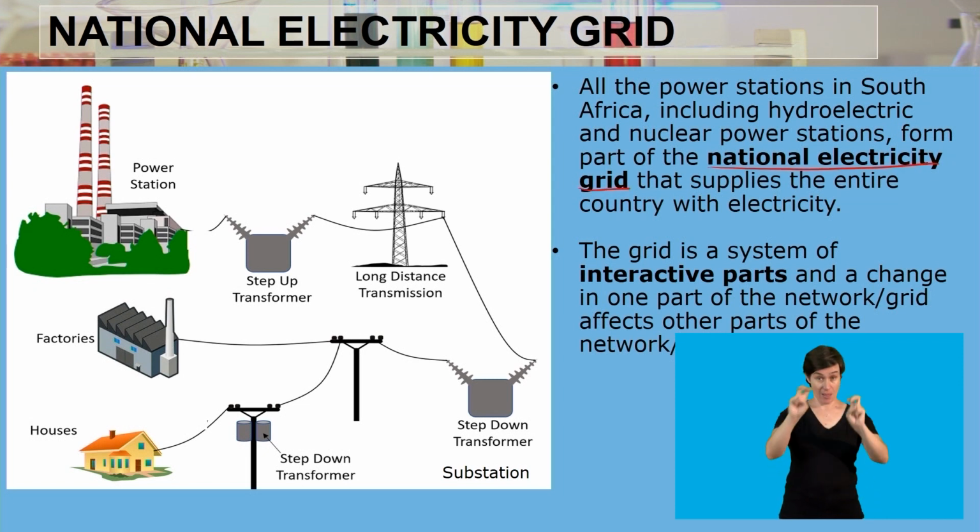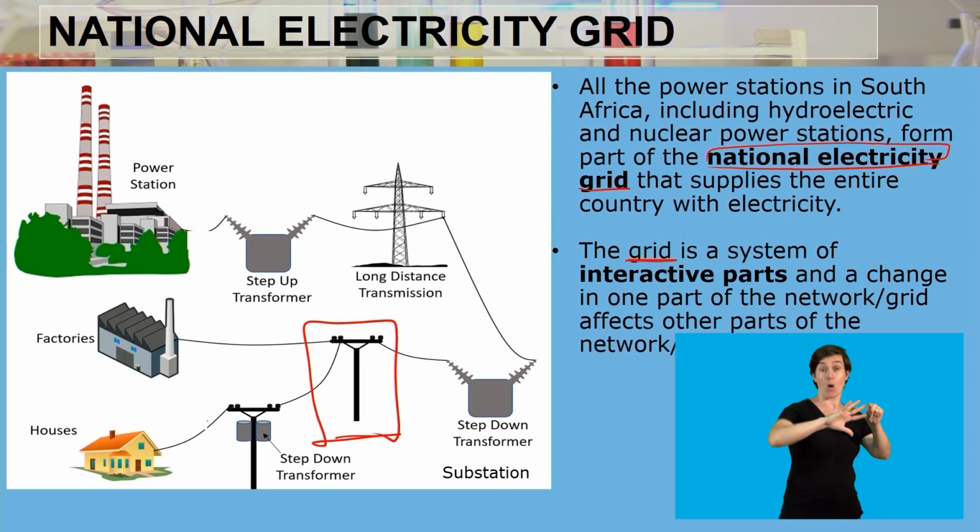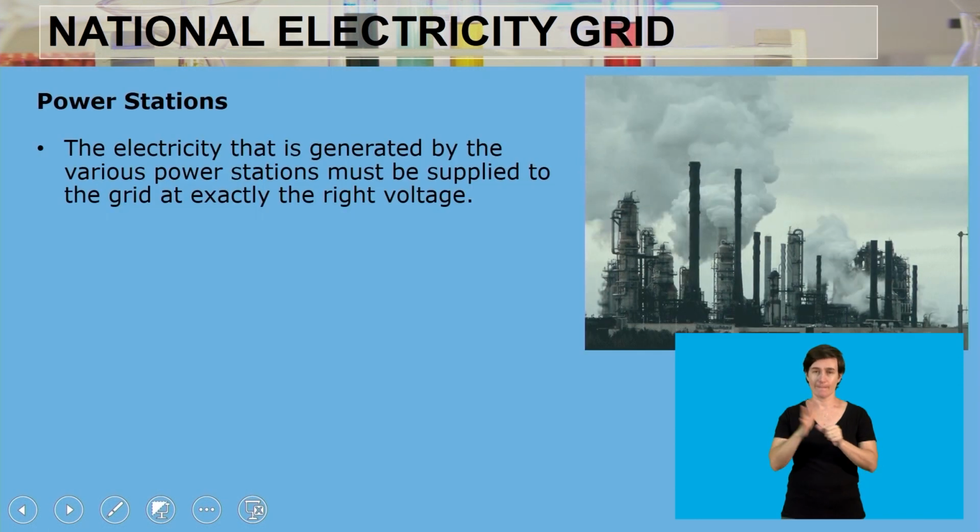We should also know that this electricity grid supplies the entire country with electricity. The grid is a system, so we need to understand what a grid is. It is a system of interactive parts, and a change in one part of the network affects other parts of the network. By changing just one thing in our national grid, we are going to be affecting the functioning of the entire grid. Therefore, it's very important to take care of our national grid so that it doesn't collapse.